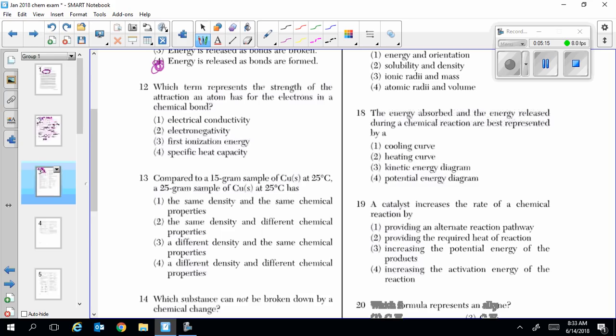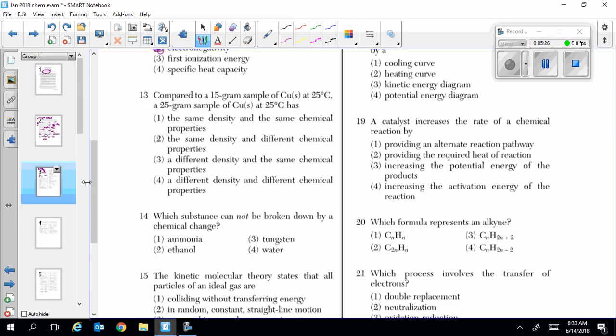Which term represents the strength of the attraction an atom has for electrons? So an atom's ability to attract electrons in, that's called electronegativity. Compared to a 15-gram sample of copper at 25 degrees, a 25-gram sample of copper has... All right, so picture in your hand, you got 15 grams of copper in your left hand and 25 grams of copper in your right hand.